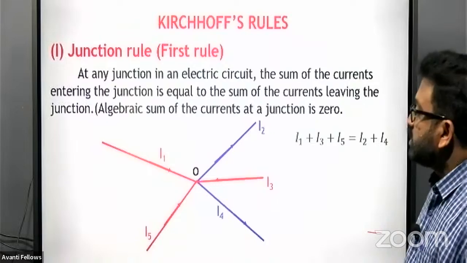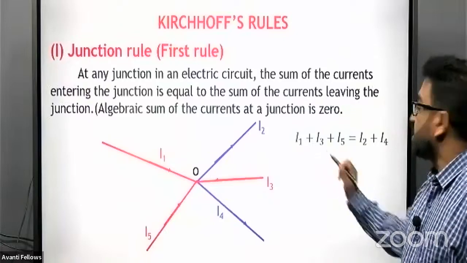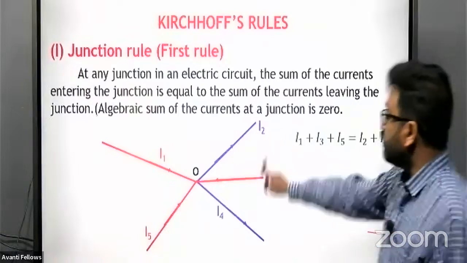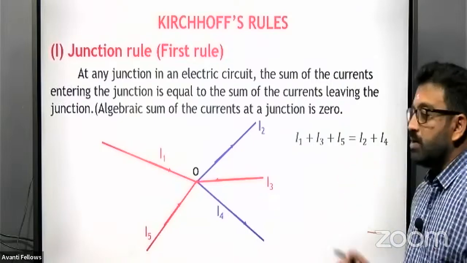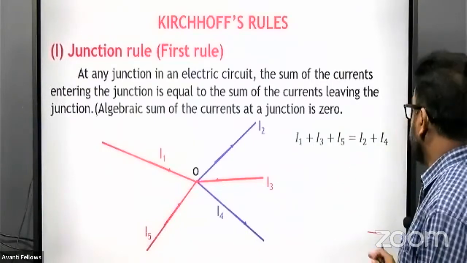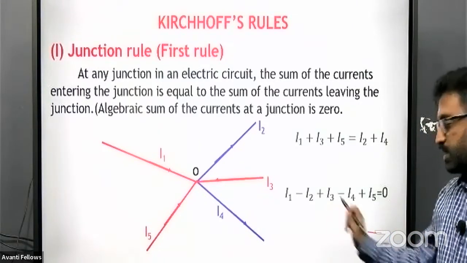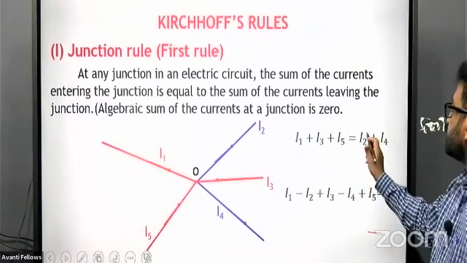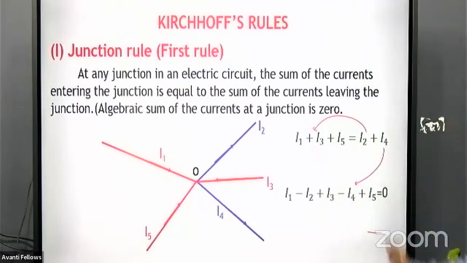Now we can write the currents which are entering the junction: I1, I3, and I5. So we can write I1 plus I3 plus I5 equals I2 plus I4. I2 and I4 are leaving the junction. It's a very simple rule. The sum of currents entering the junction will be equal to the sum of currents leaving the junction. So when we make it an equation, we get I1 minus I2. When this I2 comes to the left side, it is minus, then minus I4, plus I3, plus I5. It is made into an equation.